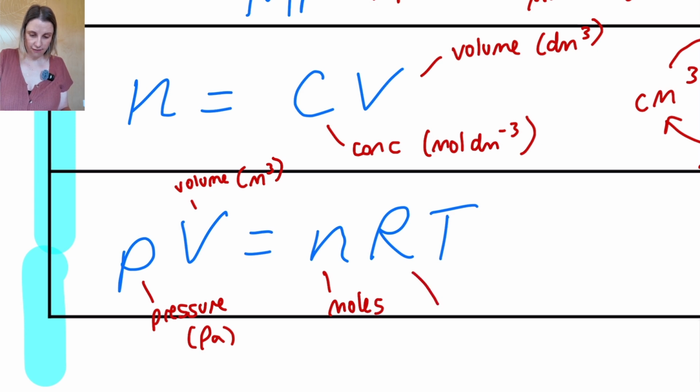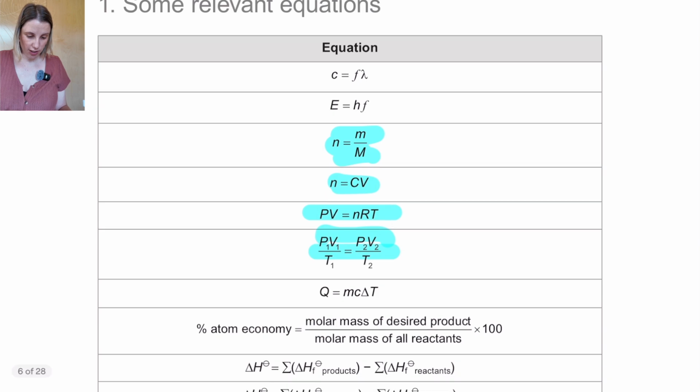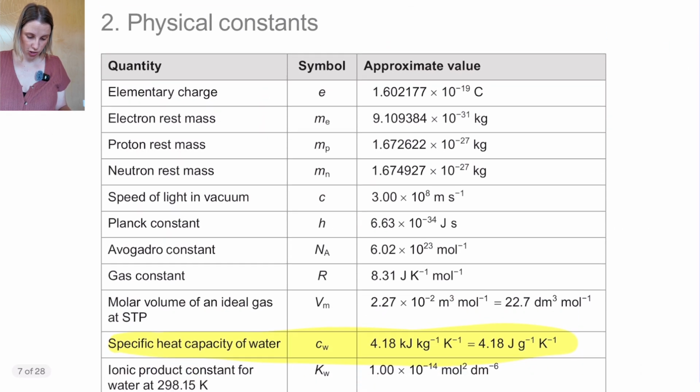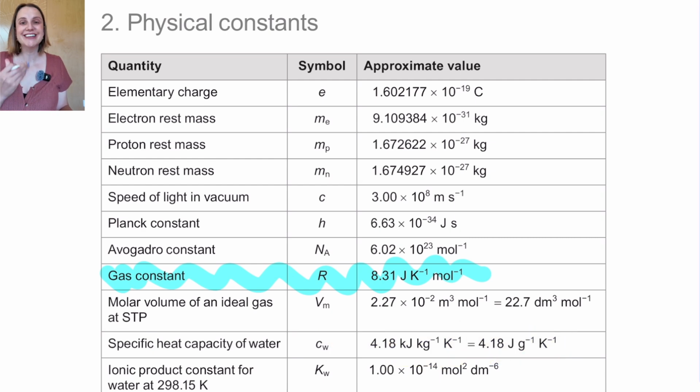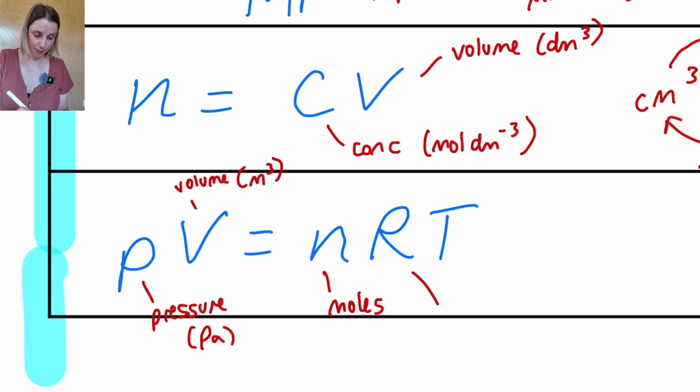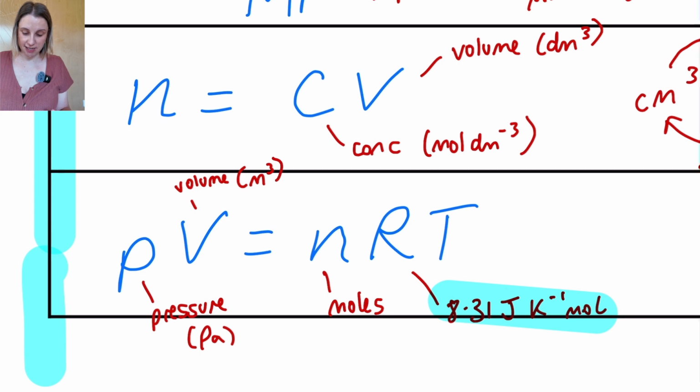The n still stands for moles, which is nice. The R you can find in your data booklet in table 2, right here. Let's remove that highlight. So your gas constant is 8.31 joules per Kelvin per mole. And that you can also find in the data booklet. So you should know that that exists in the data booklet.